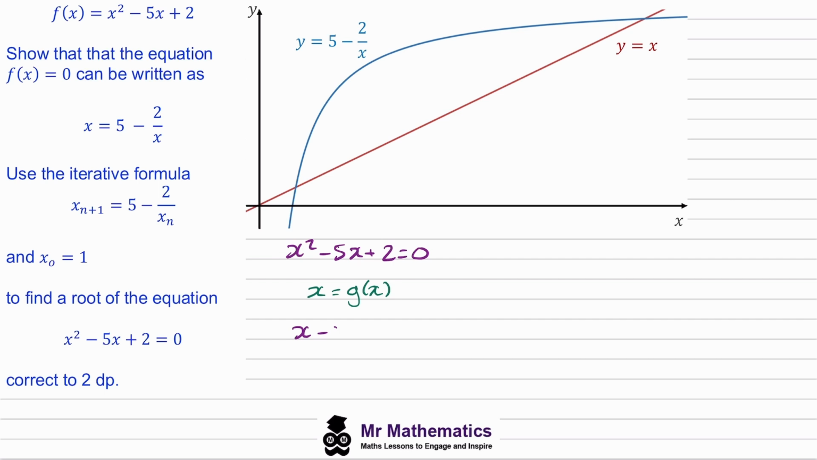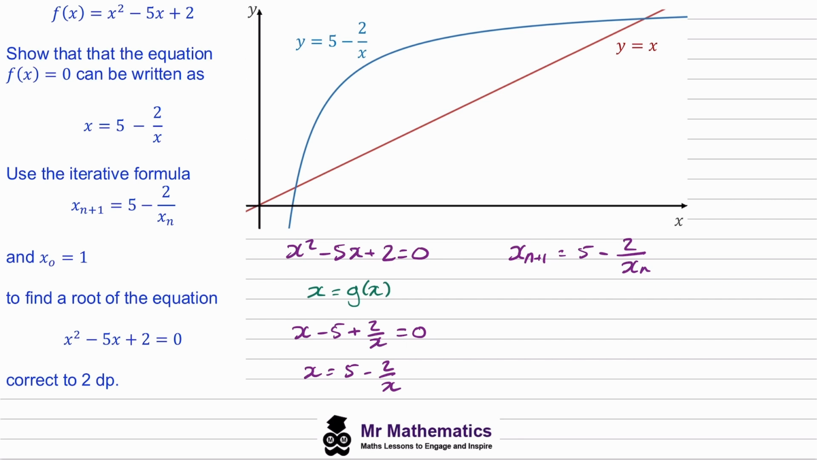This will give us x minus 5 plus 2 over x will equal 0. 0 divided by x is still 0. And now you can see we've moved the negative 5 and the 2 over x to the right-hand side. So x will equal 5 minus 2 over x. And we can use this for our iteration formula. So we'll say the next value of x, x n plus 1, will equal 5 minus 2 over the current value of x, xn. And we're told the first value of x to use, our first guess, is x equals 1.